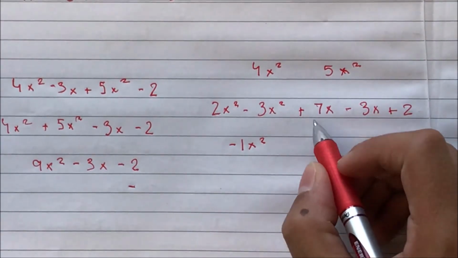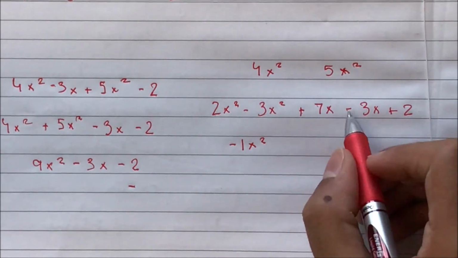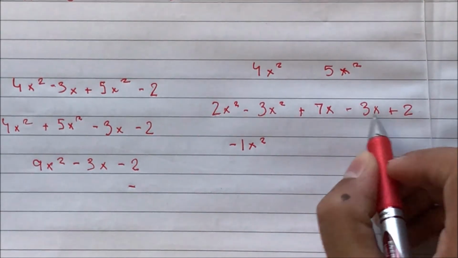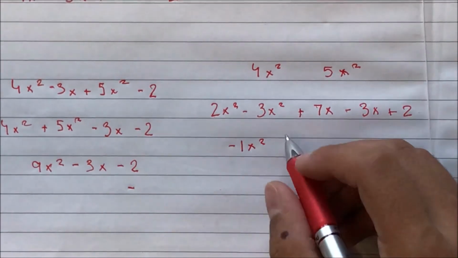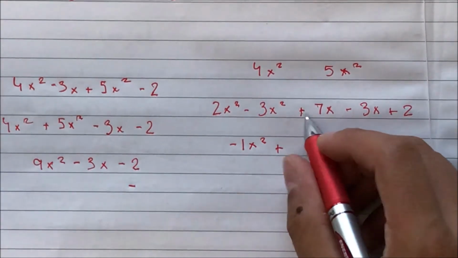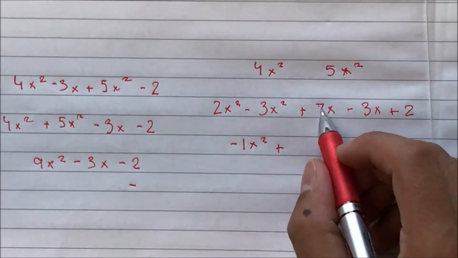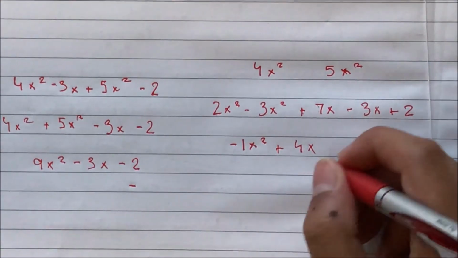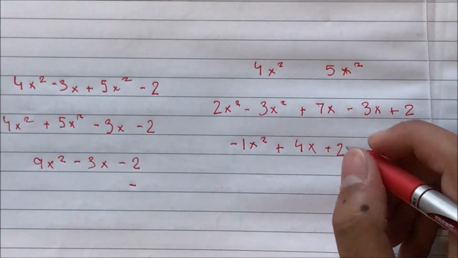When we subtract this, we're going to have negative 1 x squared, and then we're going to add 7x minus 3x. So we can just write this, and we can subtract this. So 7 minus 3 is 4 times x, and then you just have the 2 alone.